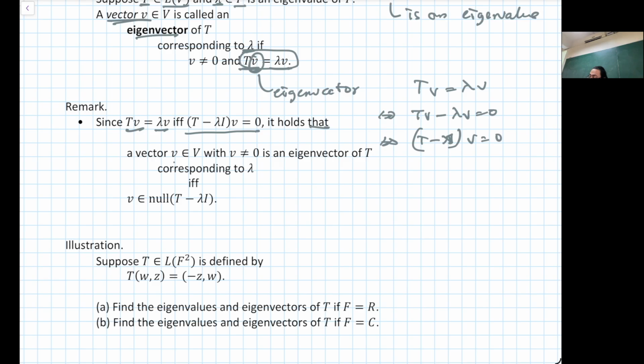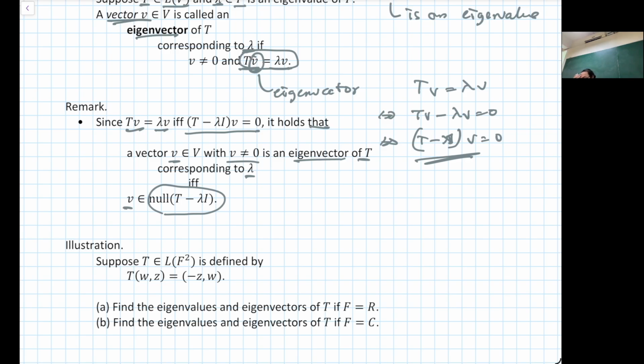It holds that a vector V which is non-zero is an eigenvector of T corresponding to lambda if and only if this vector actually belongs to the null space of T minus lambda I. This is what we were discussing, right? In the previous thing, we were saying that there is a vector V such that T times V gives you lambda V, right? Then we know that T minus lambda I would have that as exactly the null vector. It will be in the null space. Is it clear?